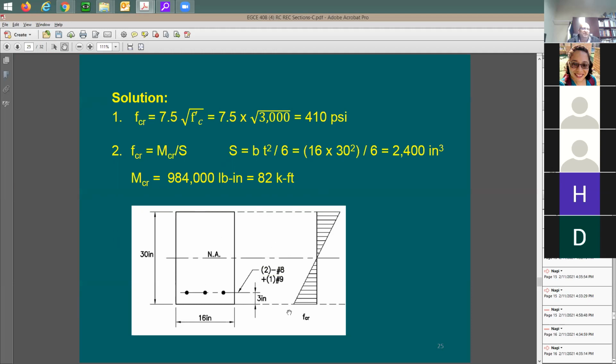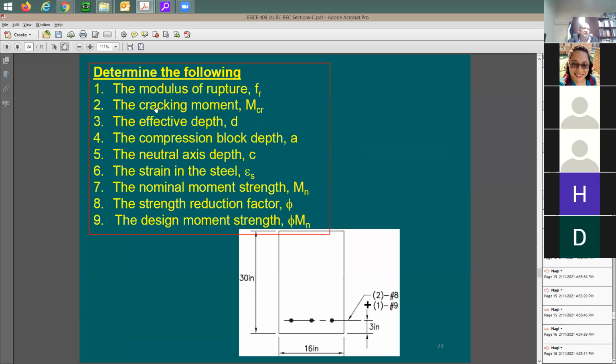Cracking moment is going to be equal to S, which is this number here, multiplied by 410. Again, be careful with units. This is going to be inch cubed, pound per square inch. You're going to end up with pound inch. You want to convert it into kip foot. You divide this by 12, and then you divide also by 1,000 to put it in kip foot. Okay, that was simple. Cracking stress, or the modulus of rupture, and the cracking moment. We're done with this too.